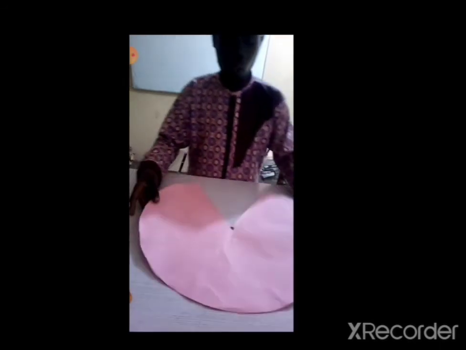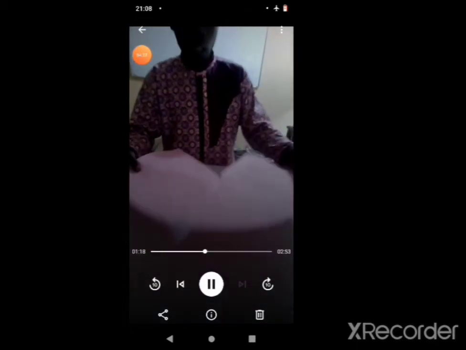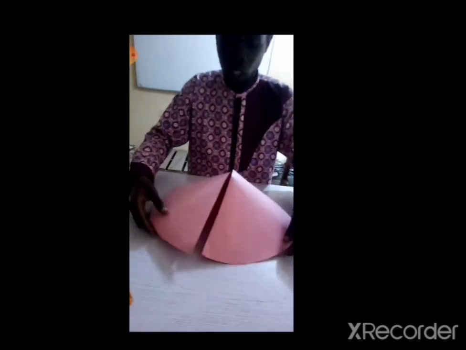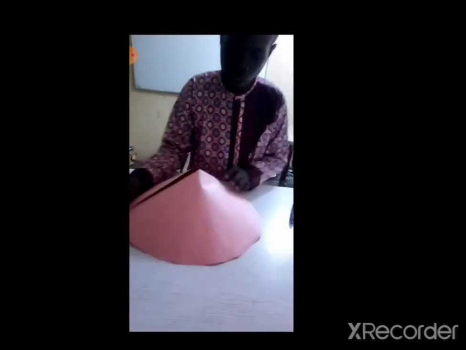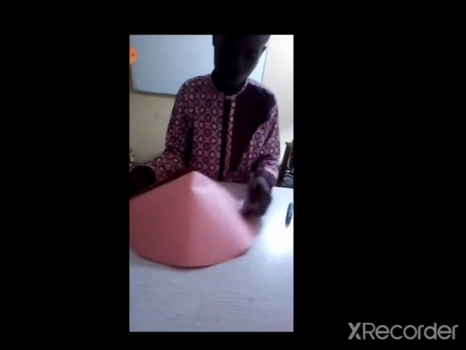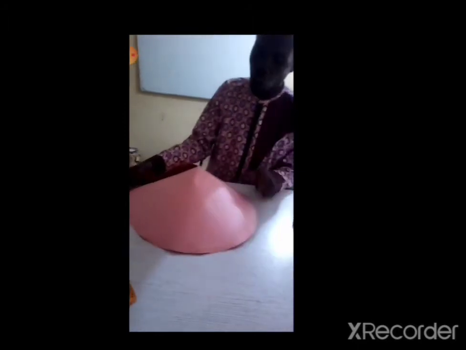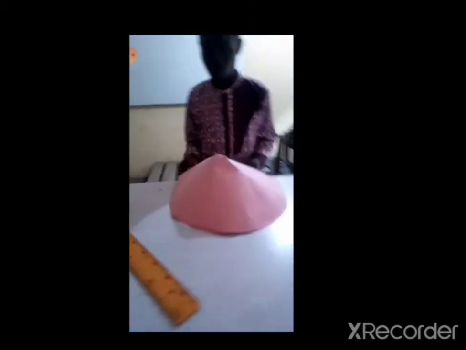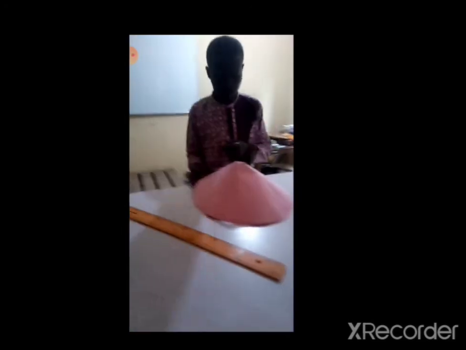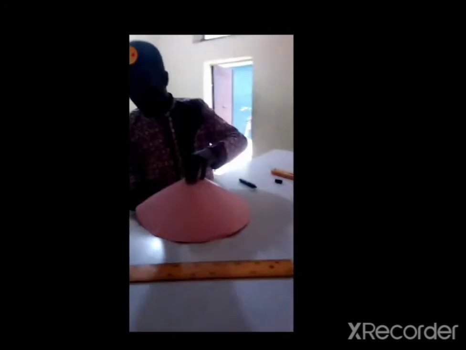So let us form a cone from it. To form a cone from it, you join the two radii together. So we now have a cone. Now I want to measure the slant height of this cone. This is a cone formed from a sector of a circle.